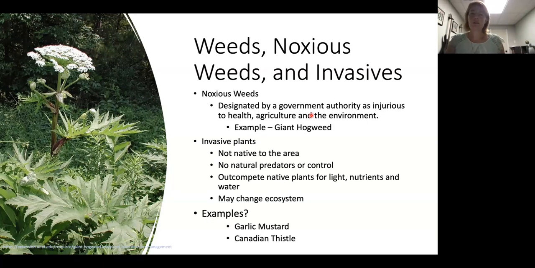So garlic mustard's another one. Canadian thistle's another fun one. Okay, let's see what's in the chat. Oh, yes, stiltgrass. Yeah, kudzu, always fun times. So porcelain berry is another fun one. It's stealth. It likes to hide in my bushes.